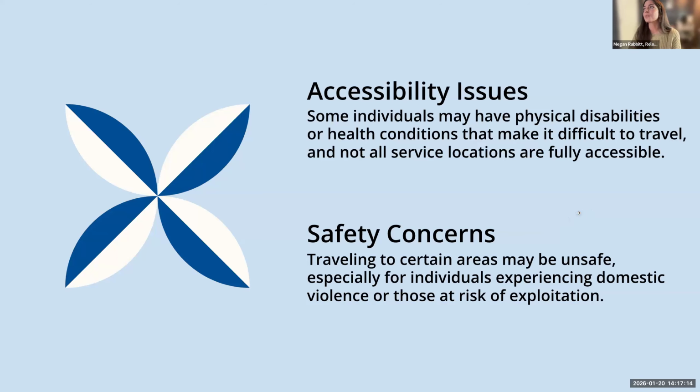Then there's accessibility issues. We know, and this is one of the things that the Grove aims to help support, that oftentimes individuals may have physical disabilities or health conditions that make it difficult to travel, or they may not even be able to be enrolled in service locations at all because they are not fully accessible. One of the things that we will talk about later is the way that the Grove does capture ADA accessibility features that are available throughout the home or the agency that has a housing program.